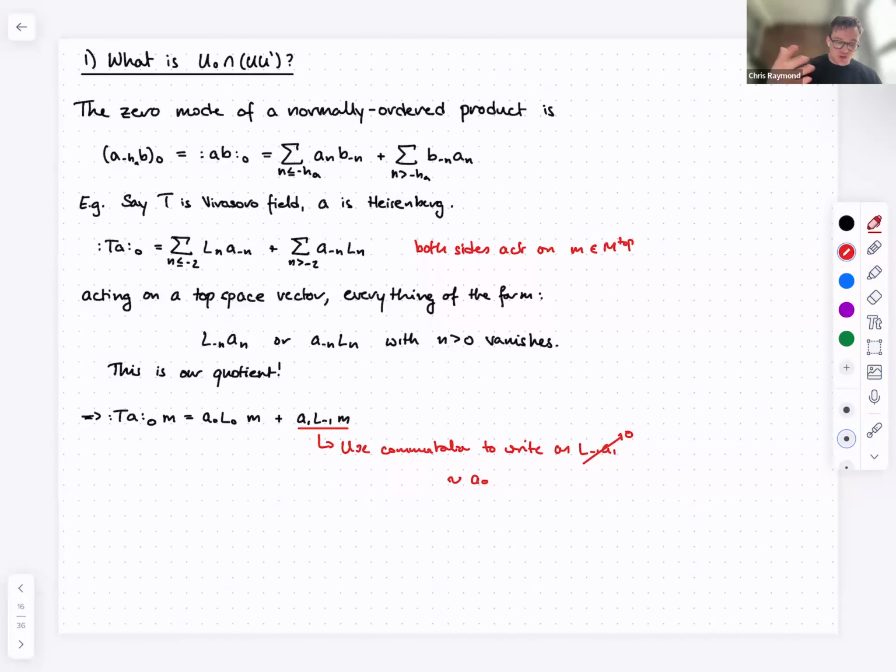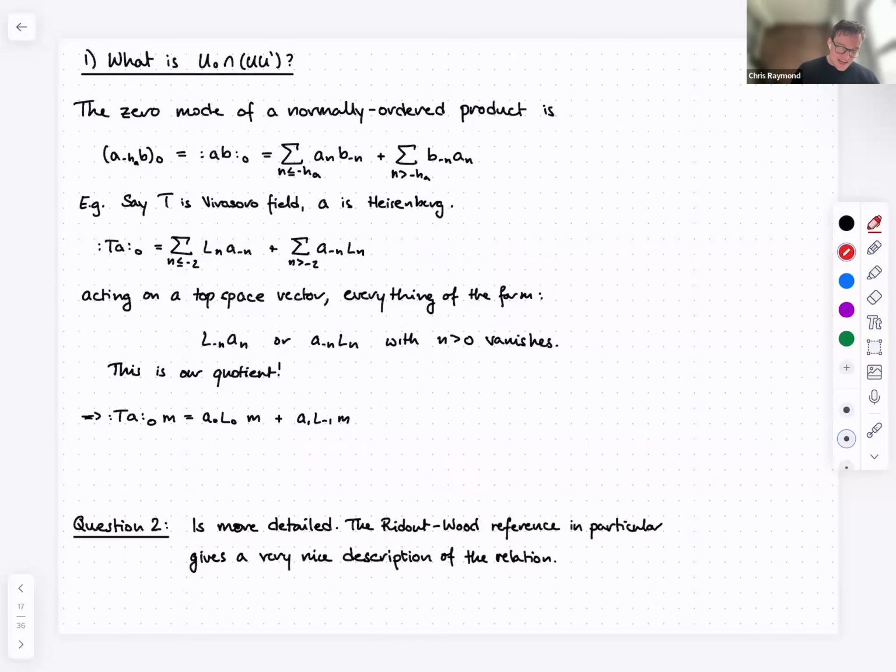Okay, now that's the first question. What on earth is this quotient? This quotient is getting rid of all of these expressions that would naturally vanish under application to the top space. The second question, a more detailed one, is how do I relate this to Zhu's definition? Now, in the reference that I gave by David Ridout and Simon Wood, that appendix gives a very nice comparison between these two pictures. Their description of exactly where the zero mode product comes from is slightly different. They use a contour integration perspective. One can certainly do that. But in terms of relating the two pictures, they give a very nice, very detailed, very fleshed out way of realizing exactly what the details are.